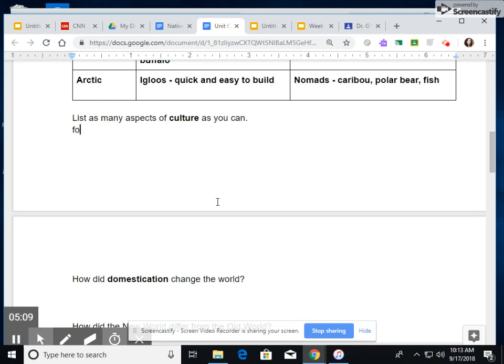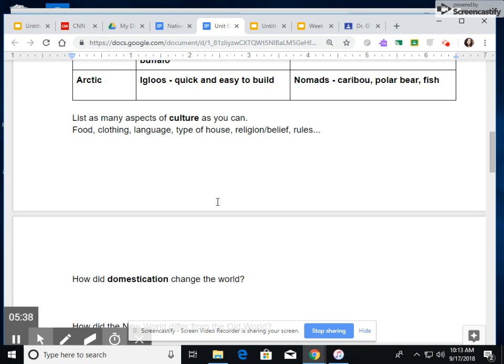So, culture is the food you eat, the clothing you wear, the language you speak. Culture is the type of house you live in, what your house looks like. It could be the religion and your belief system that you follow. Your culture can be your idea of right and wrong, your rules. This list goes on and on and on.